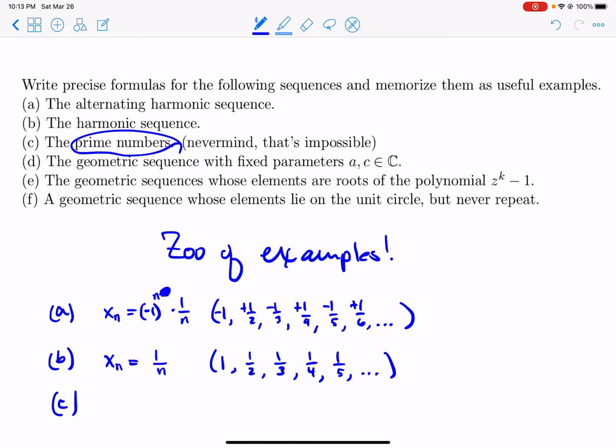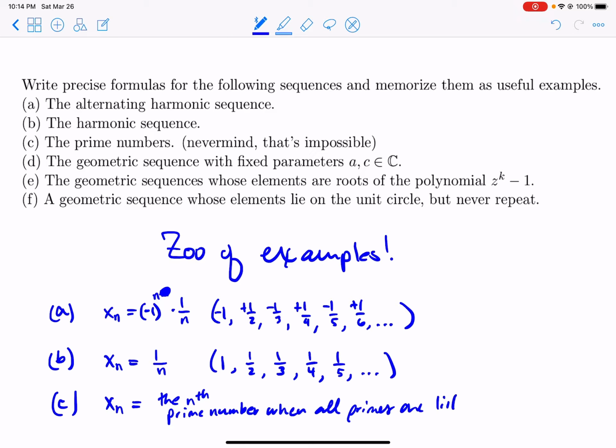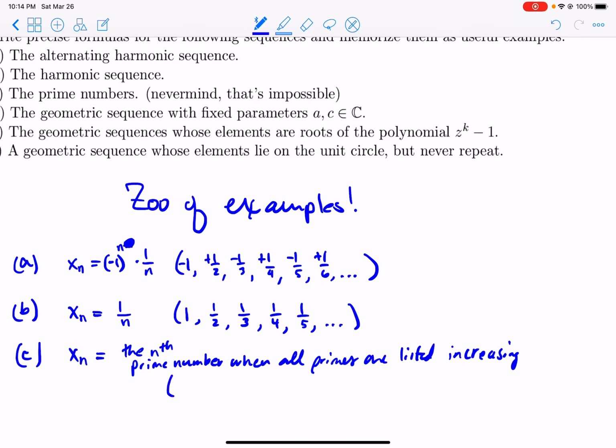Okay, the prime numbers. Well, you can't really do a great formula for this. If you could, you could solve all sorts of problems. But I'd say x sub n is the nth prime number when all primes are listed in increasing order. What's the first prime? I guess 2, and then 3, and then 5, and then 7. Are these all prime? 9 is not. 11, 13, 17, blah, blah, blah. So I keep going.